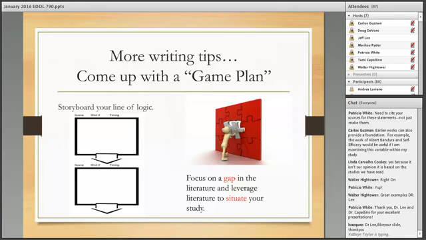Okay. And I love this picture on the right. Focus on the gap in the literature and leverage the literature to situate your study. So it's this idea that you don't just say nothing's been done. You say nothing's been done, but here's what's been done around my topic as a way to really identify the gap and situate your study.